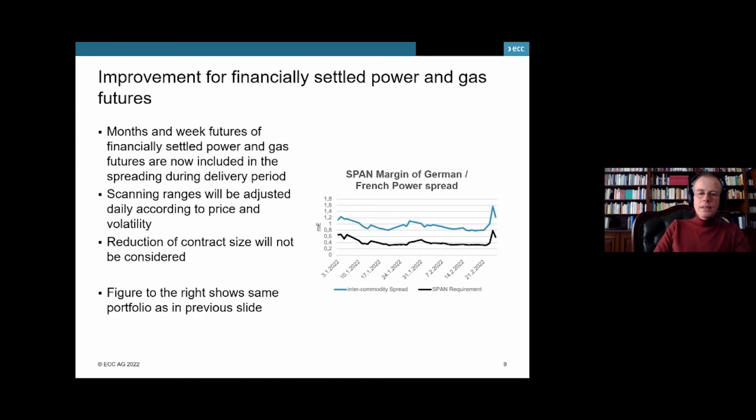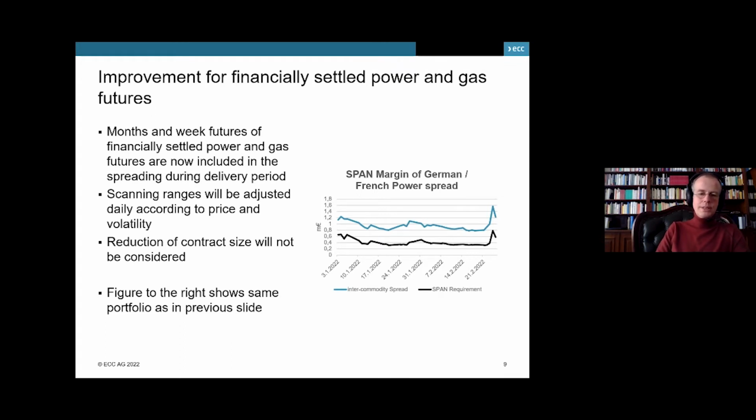Thanks. Here you can see the same portfolio now with the improvement. It was not put in place in February, but what would have happened if we would have been in place at that time? You can see with the new logic, you will still have the intercommodity spreads throughout the whole time. So it does not go down to zero for financially settled power and gas futures. So the nice thing here is financially settled power and gas futures are treated in the delivery period now exactly the same way we treat them in the front period or in any other period.